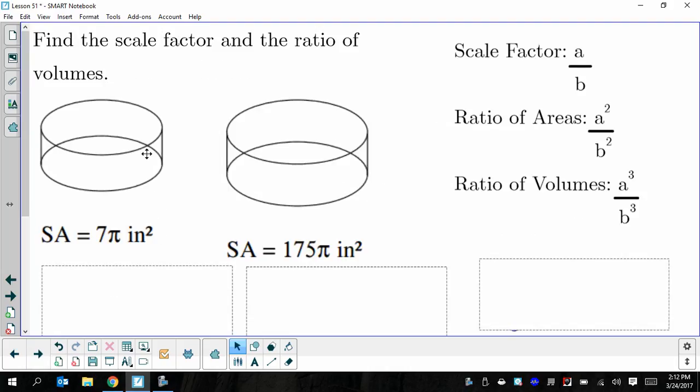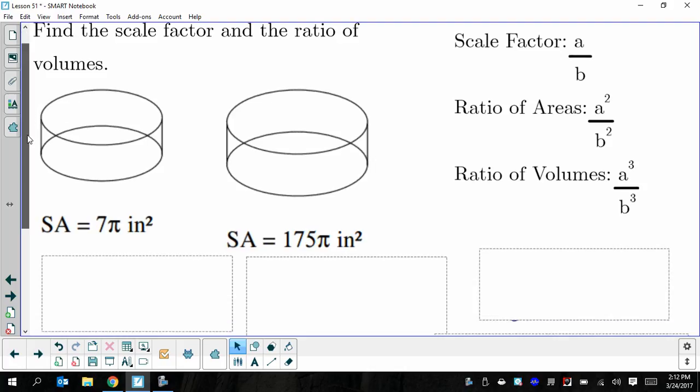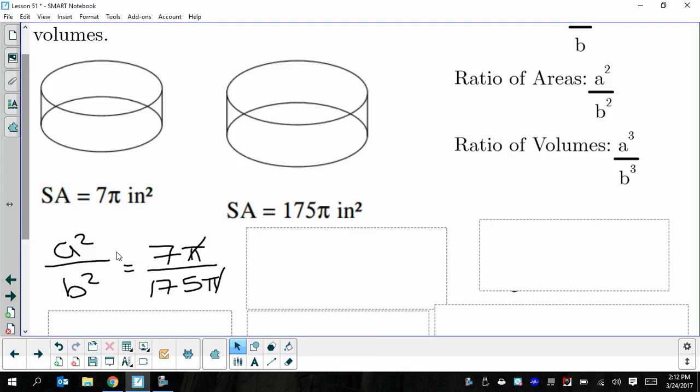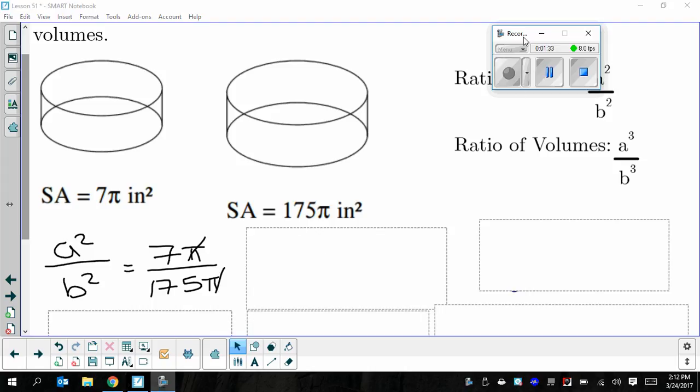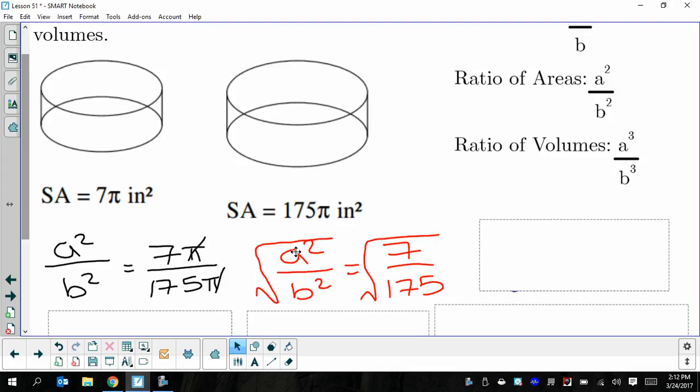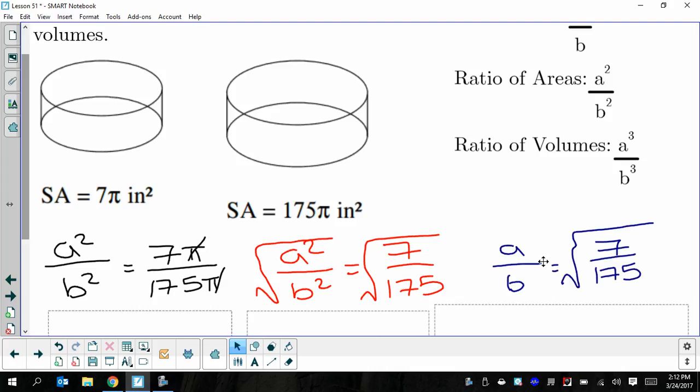So here I know the surface area of these two similar cylinders. So I can write the ratio of their surface areas, 7 pi divided by 175 pi. And that's equal to A squared over B squared, since the ratio of the areas is A squared over B squared. So if I want to find the scale factor A over B, I'll first cancel out the pi's, so we don't have to deal with pi's. And then I can square root both sides, because I want to get rid of the squareds. When I square root A squared and B squared, I get A divided by B.